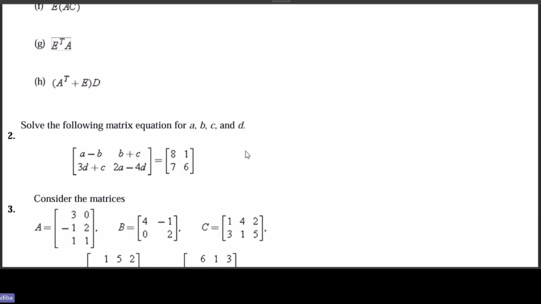Solve the following matrix for A, B, C, and D. Number 2. Done. Okay, Dolly, what are you saying? Here we are looking for A, B, C, D. Dolly, what is A? 5. I will not comment. I'll go to TK. What is B?